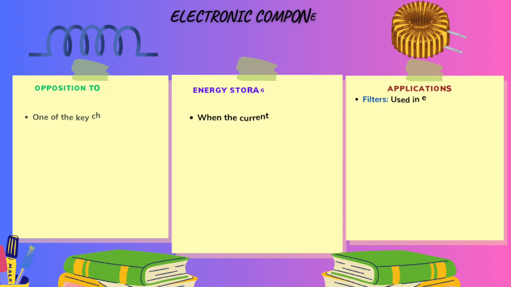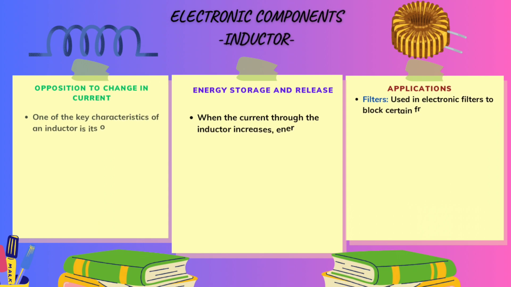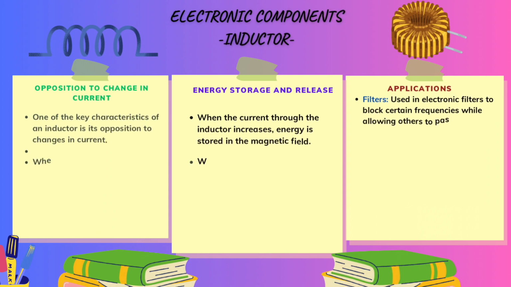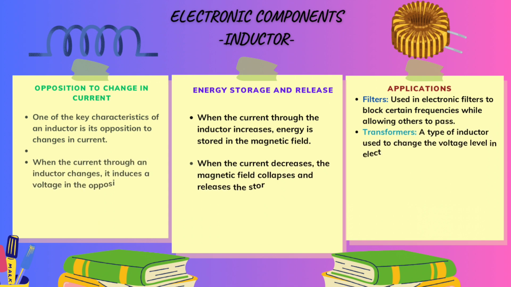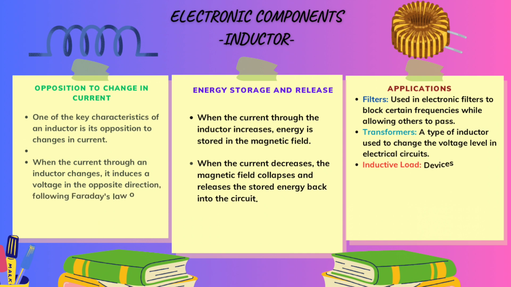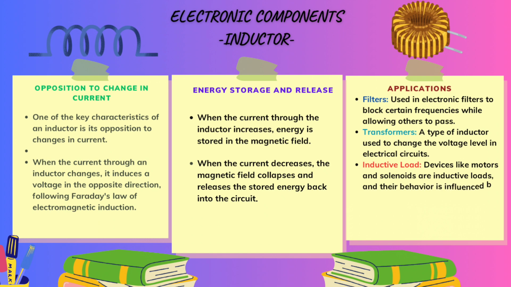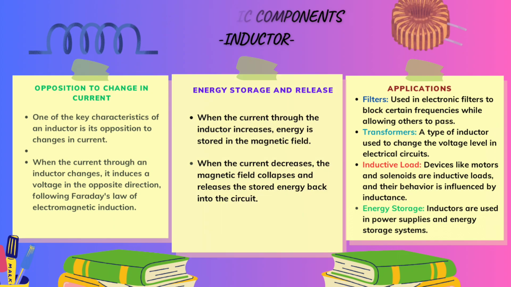What are the main key characteristics of an inductor? One of the main key characteristics of an inductor is its opposition to change in current. When the current through an inductor changes, it induces a voltage in the opposite direction, following Faraday's law of electromagnetic induction. How does it work? When the current through the inductor increases, energy is stored in the magnetic field. When the current decreases, the magnetic field collapses and then releases the stored energy back into the circuit. There are a few applications for inductors: filter, transformer, inductive load, and energy storage.